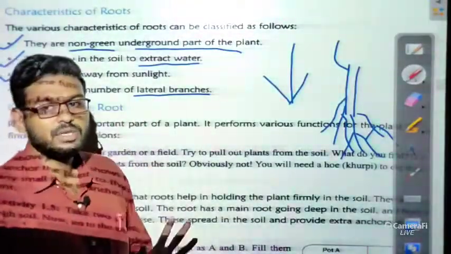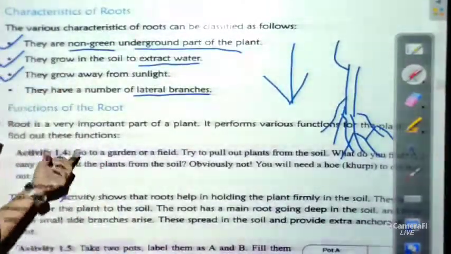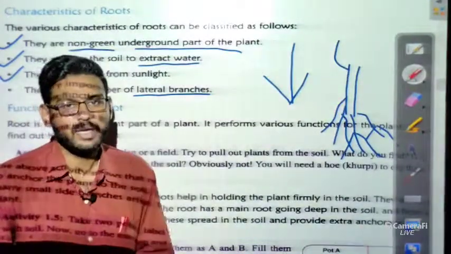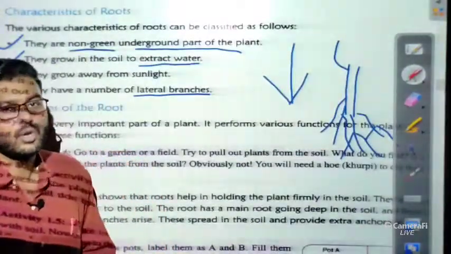I hope, students, up to this it is clear. Now the functions of root, it is a lengthy topic, so we will discuss it in our next video lecture. Okay, thank you all.